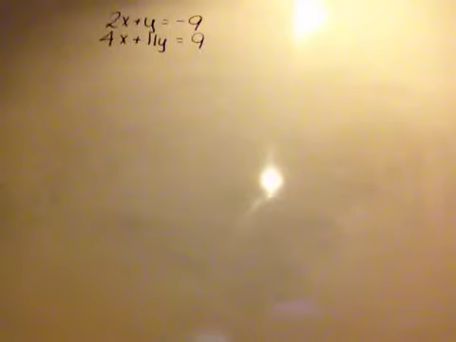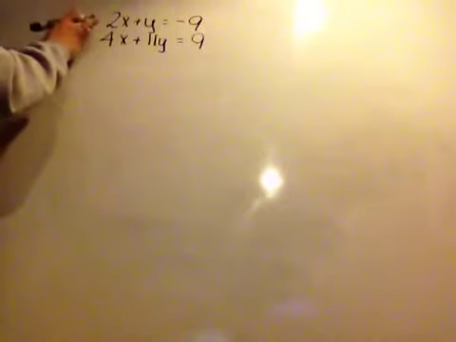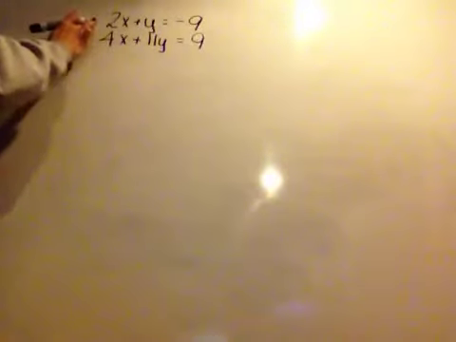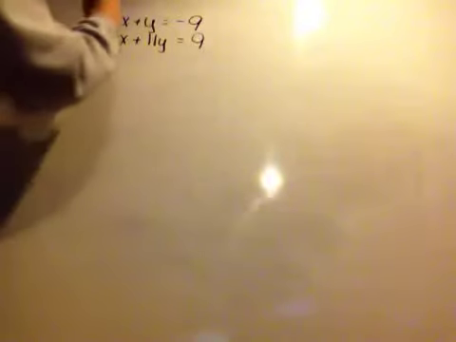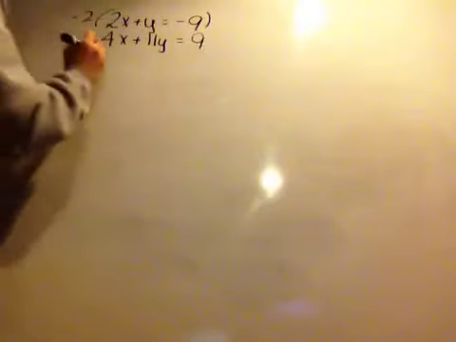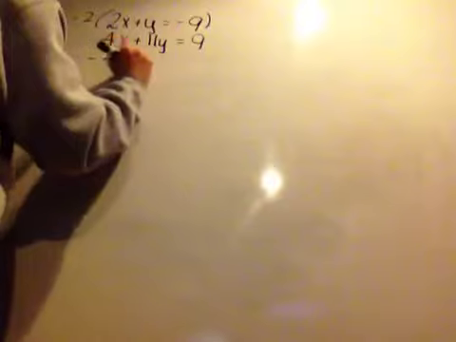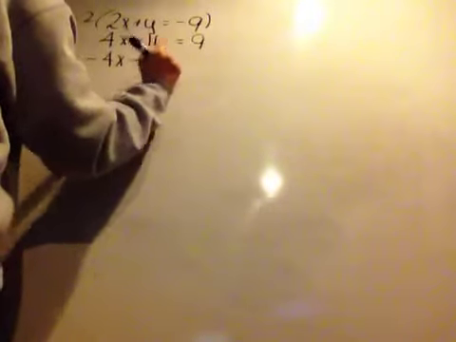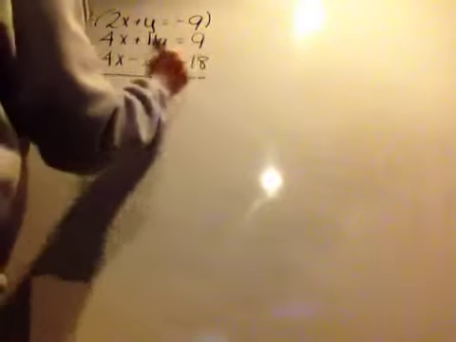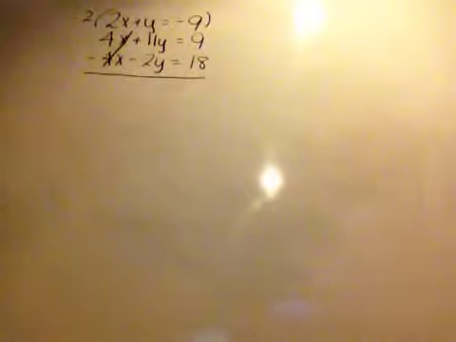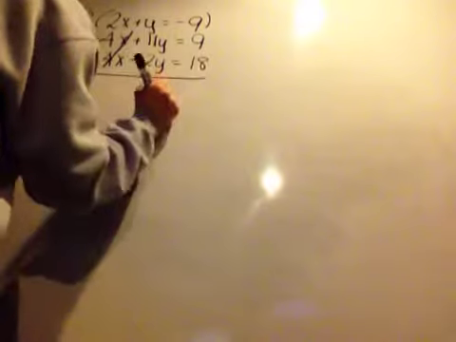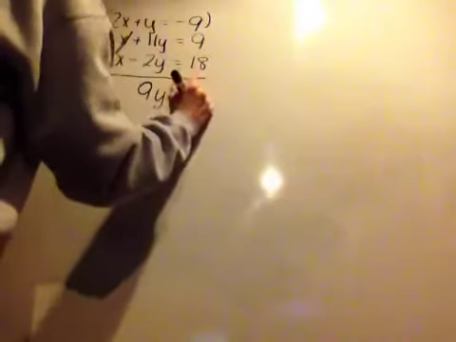So if you notice here, if I multiply this equation by a negative 2, I'll be able to eliminate my x's, because 2 times negative 2 is negative 4, and then I can add them together. So I'm going to multiply that whole equation by negative 2. I'm just going to rewrite it underneath. So I have negative 4x minus 2y equals a positive 18, because negative 2 times negative 9 is 18. So when I add them together, those cancel. 11y plus a negative 2y is 9y.